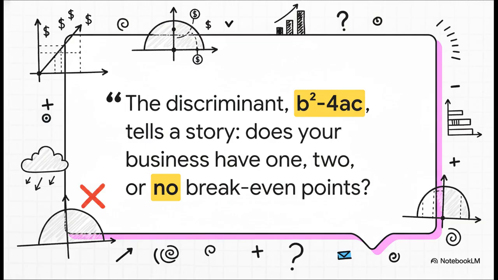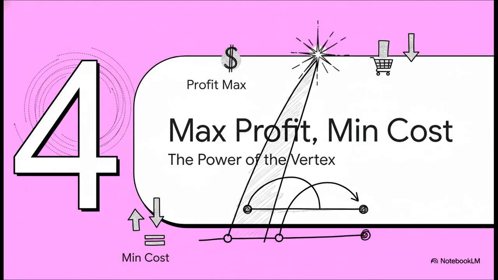You have one single price where you break even, and every other price results in a loss. And what if the discriminant is negative? Well, you can't take the square root of a negative number, so there are no real solutions. Your profit parabola never even touches the x-axis. This might sound like bad news, but it's an incredibly valuable discovery. It tells you that with your current business model, it's literally impossible to make a profit, and you need to fundamentally change your strategy.